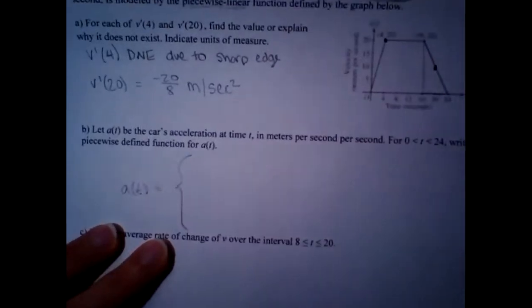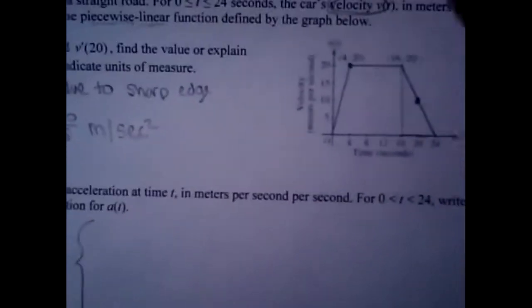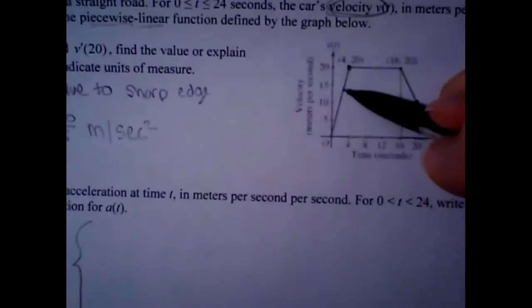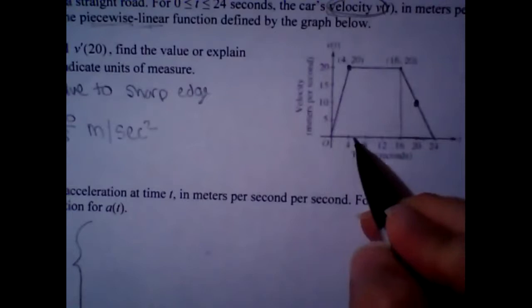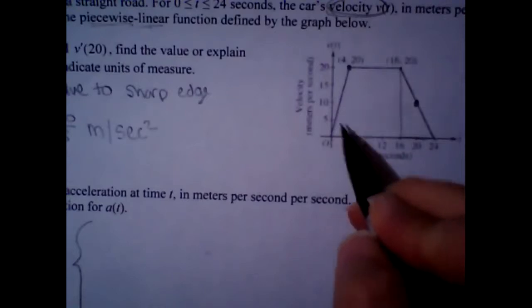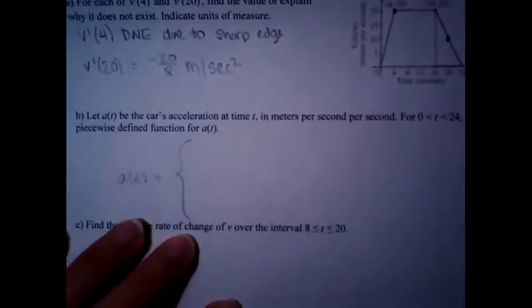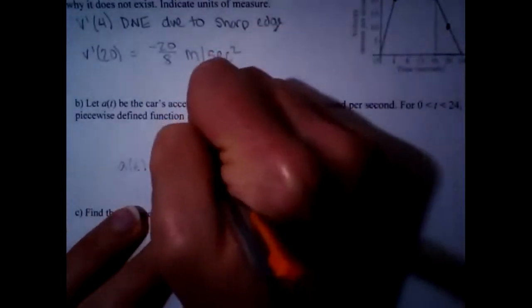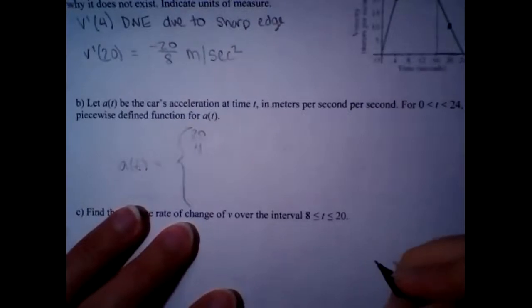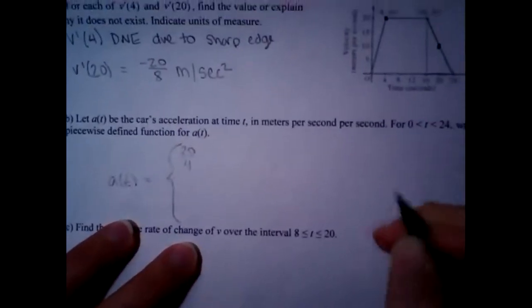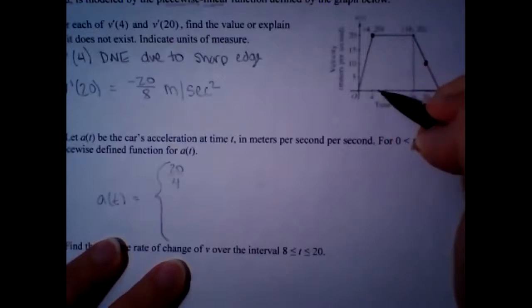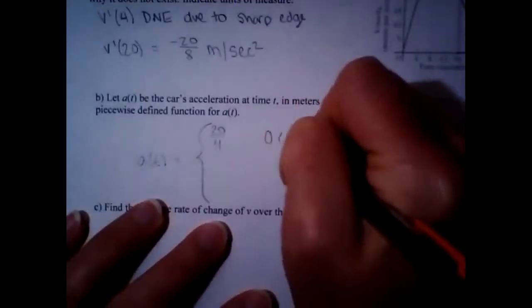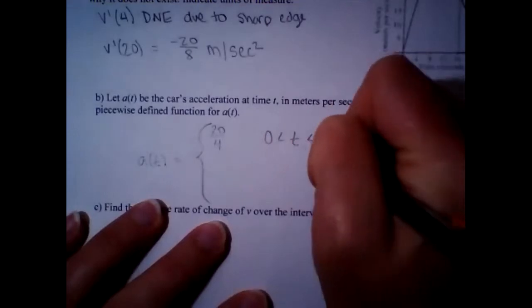So here, let me zoom in again. So the slope for this first line, we went up 20 and over 4. So from 0 to 4. So we went up 20 and over 4. So 20 over 4. And you can write 5, that would just be 5, but you don't even have to reduce that. And the portion of the graph for that is from 0 to 4. So from times 0 to 4.